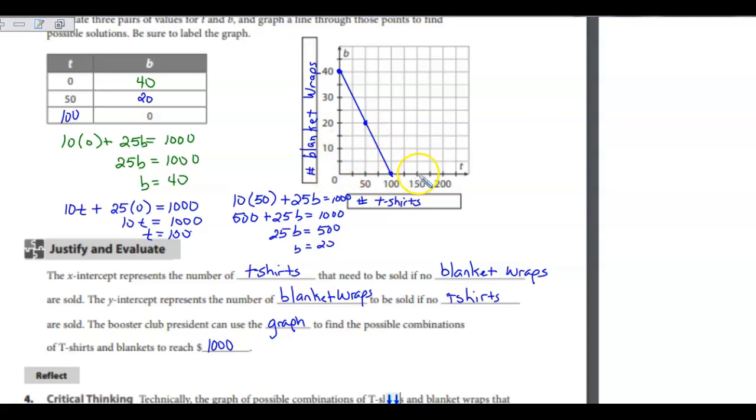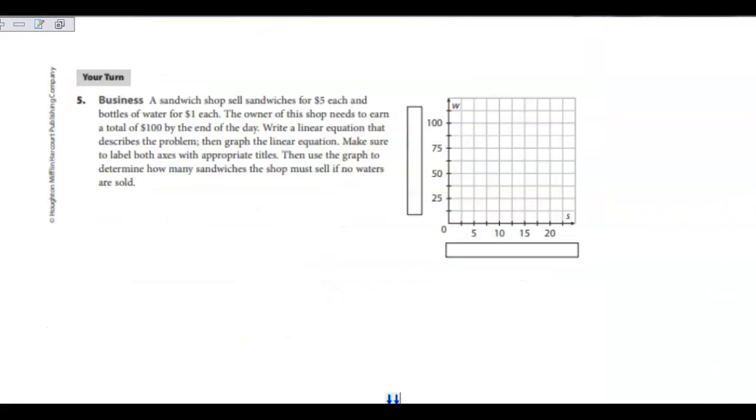Now, can he sell 150 t-shirts and it's going to equal 1,000 if all the t-shirts are $10? No, it's not going to work. And so it's not even on that line. So that's not a possibility. Okay? All right, let's take a look at the next one.